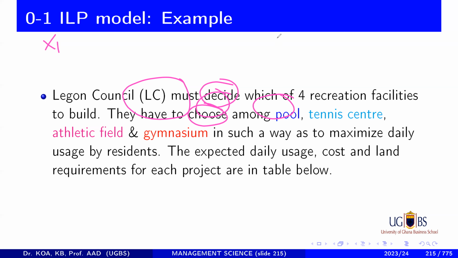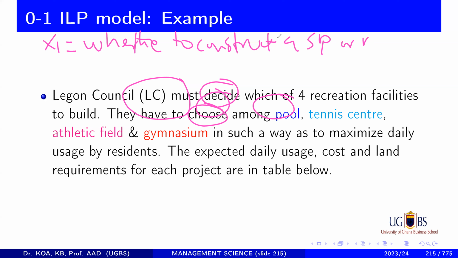So the X1 is whether to construct a swimming pool or not. That is what you are doing. Whether to construct a swimming pool or not. That is the X1. It's not just a construction of it, but whether or not to construct, which in that case, if you are going to construct, then you are going to have a positive value for it.